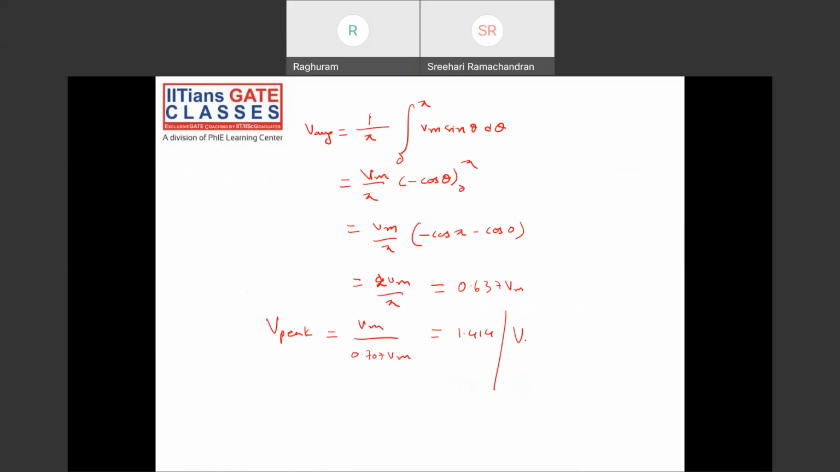Next, form factor. Form factor will be VRMS by V average. That is 0.707 Vm by 0.637 Vm. That is 1.11. Form factor is 1.11.